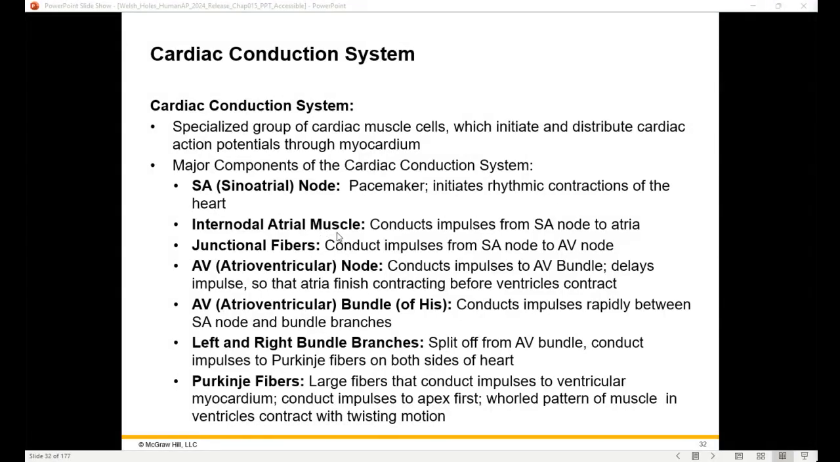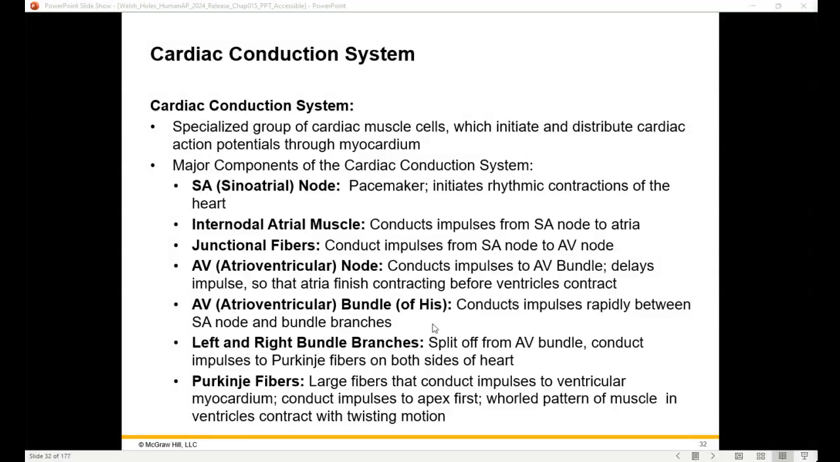Then the internodal atrial muscle conducts impulses from the SA node to the atria. We have junctional fibers that conduct impulses from the SA node to the AV node. We have the AV, or atrioventricular, node that conducts impulses to the AV bundles. It delays the impulse so that the atria finish contracting before the ventricles contract.